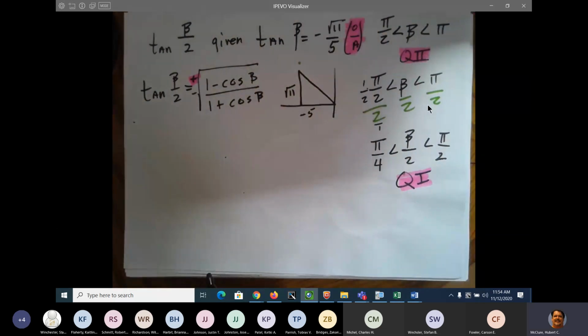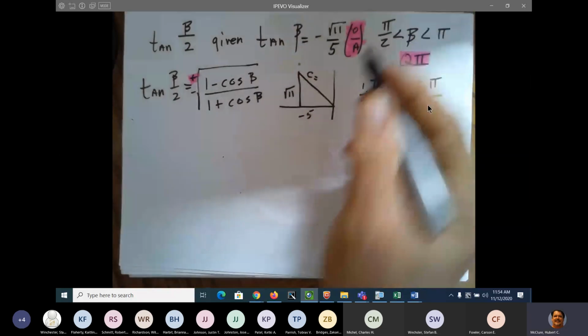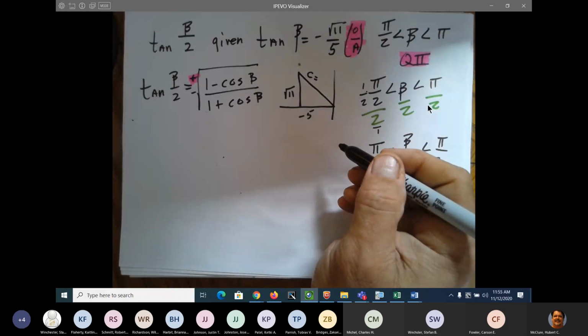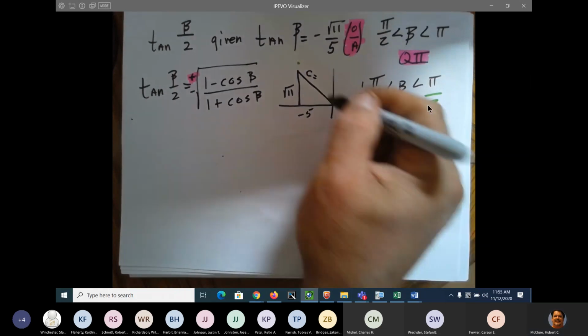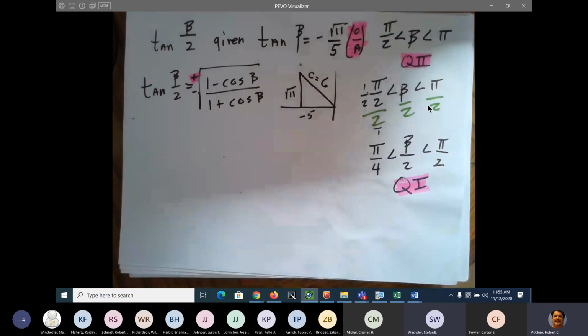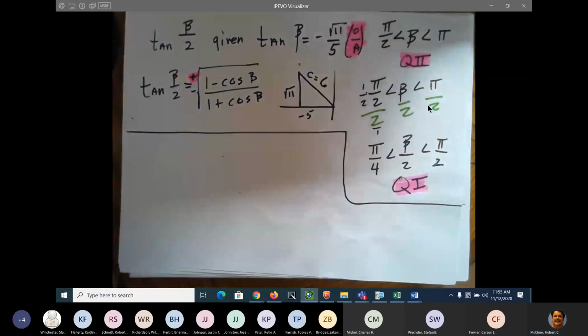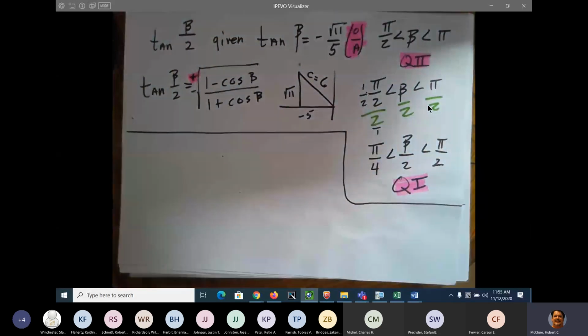And of course, C is equal to, well, what's 11 plus 25? 36. And what's the square root of 36? 6. Now, all of that you need to have before you start this problem.